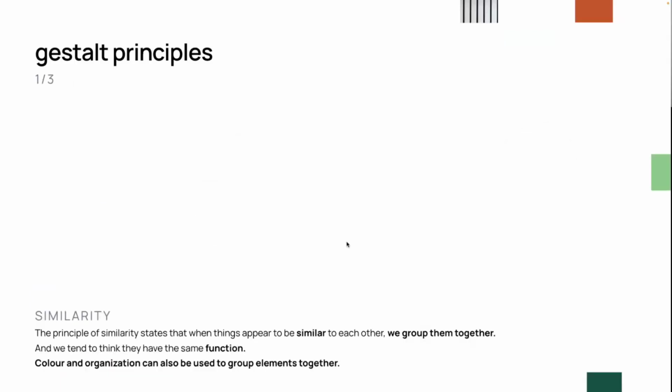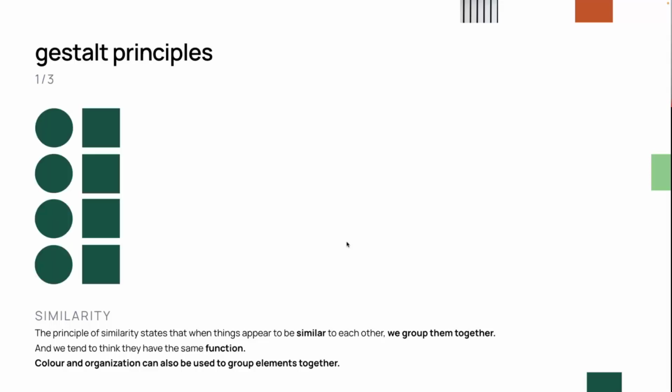Now, the principle of similarity states that when things appear to be similar to each other, we group them together. And we tend to think that they have the same function. Like, for example, imagine a button, right? You know right away that it's a button, that it's clickable, and so on. And there are different ways of making elements be perceived as being similar and also related. Like, for example, over here.